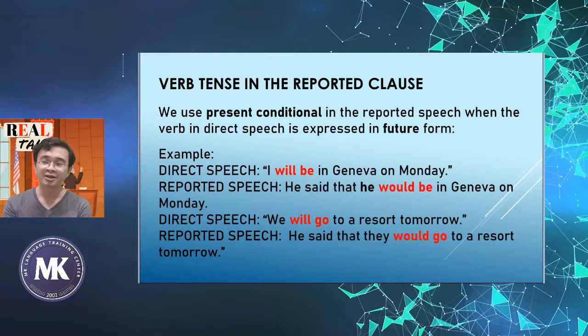And another example, we will go to a resort tomorrow. Okay, we'll go. So today, tomorrow will happen. Tomorrow, of course, after this day. So this action is not yet happening. So if we want to do reported speech, then we can say he said that they would go to resort tomorrow. Okay, so here it becomes now they would go to resort tomorrow for our reported speech. From will, it becomes would now for our reported speech.